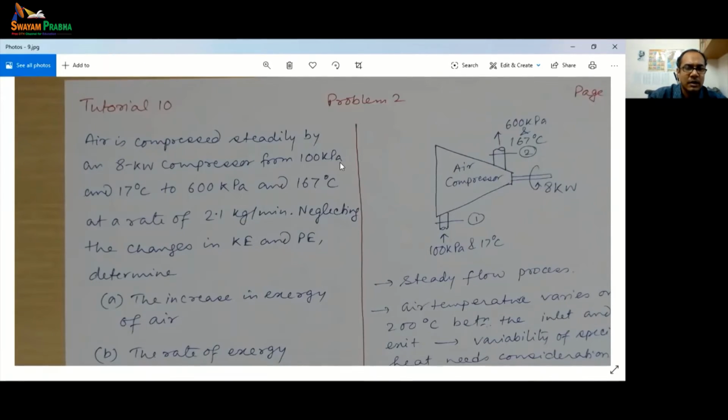and 17 degrees centigrade. That's the initial state. And the final state after it goes out of the compressor is 600 kilopascal and 167 degrees centigrade. The rate of airflow is 2.1 kg per minute.